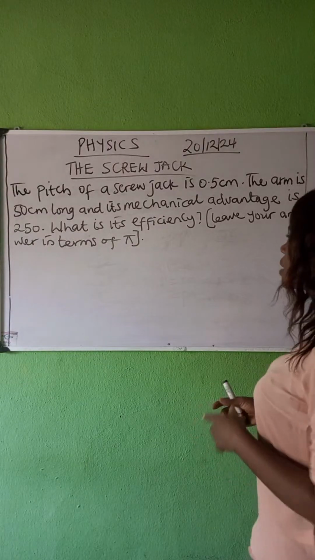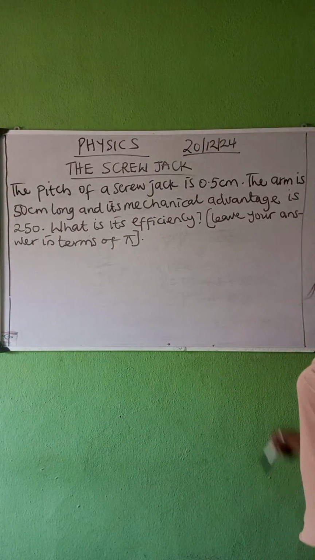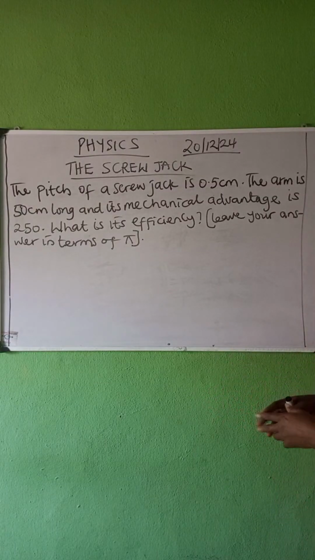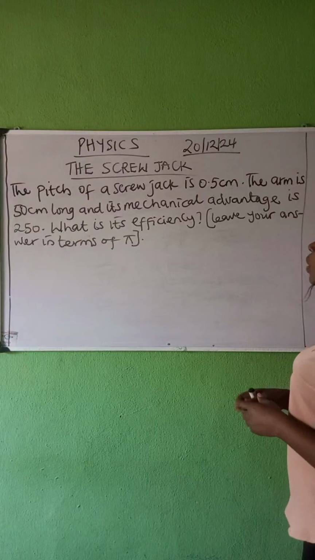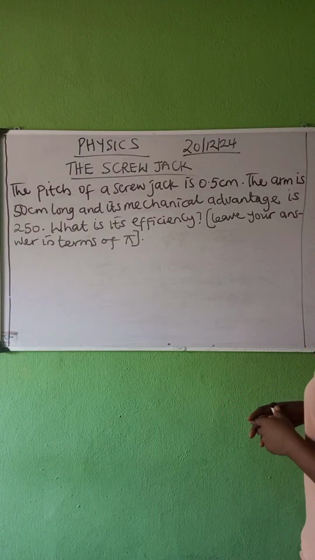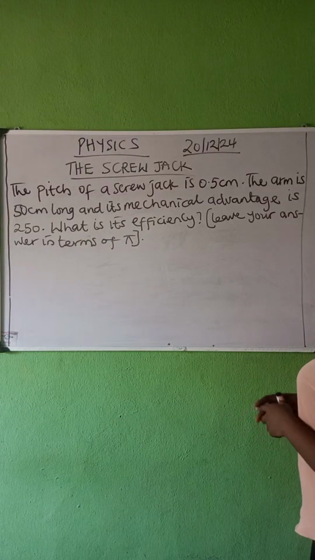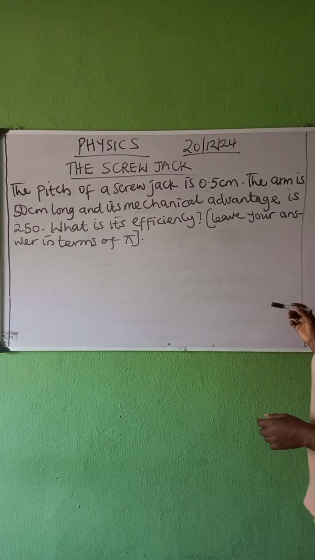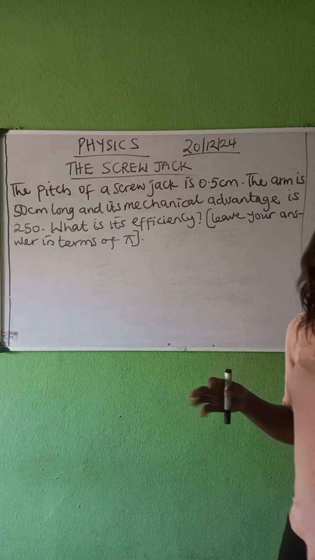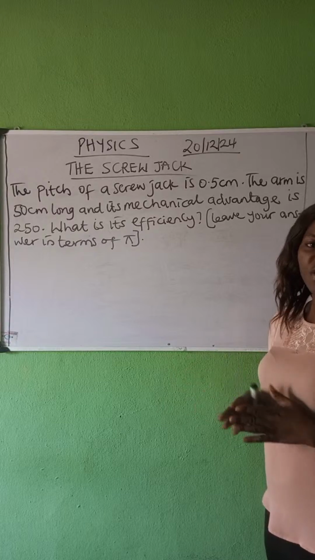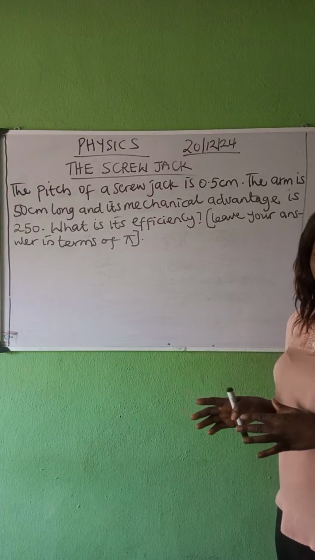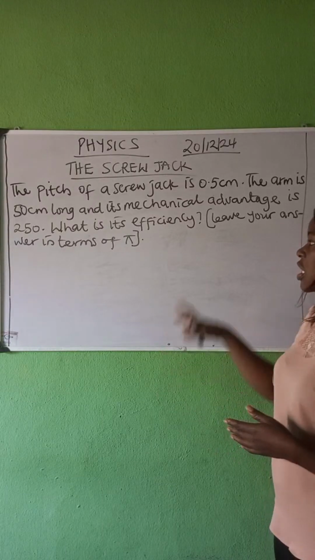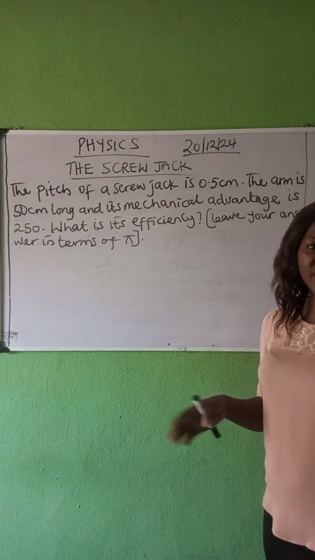All right, the question says the pitch of a screw jack is 0.5 centimeter. The arm is 50 centimeter long and its mechanical advantage is 250. What is its efficiency? And we should leave our answer in terms of pi. So if you hear leave your answer in terms of pi, it means you're going to leave pi as pi. You're not going to change the value of pi. Remember that the value of pi is 3.142, or 22/7. So in this question, I'm going to leave pi as pi without changing it.